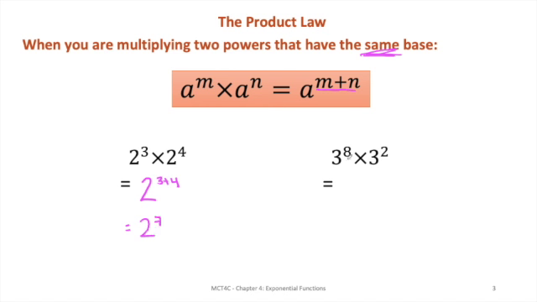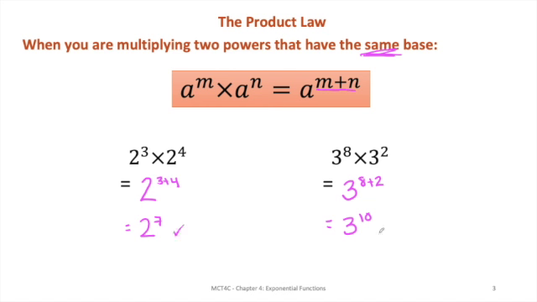Okay, same thing here, base of 3, both the powers are multiplied together, keep the base of 3, and add our exponents, 8 plus 2, to give us 10. Okay, so here you don't need to actually evaluate that on your calculator. Those would be really big numbers, so just leave them like that.